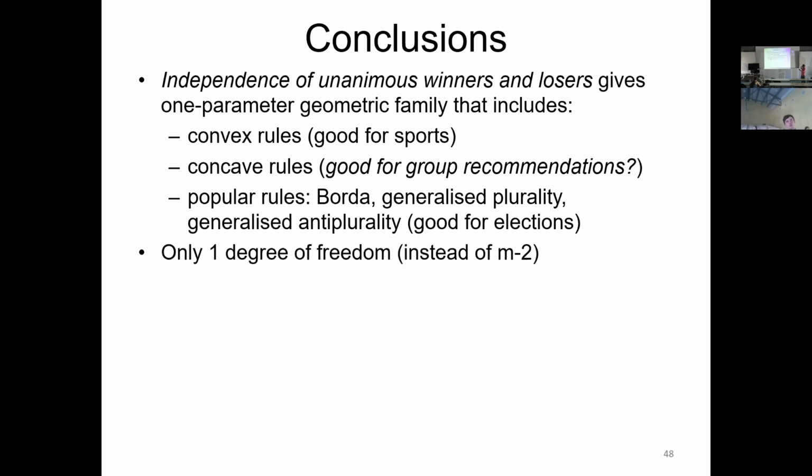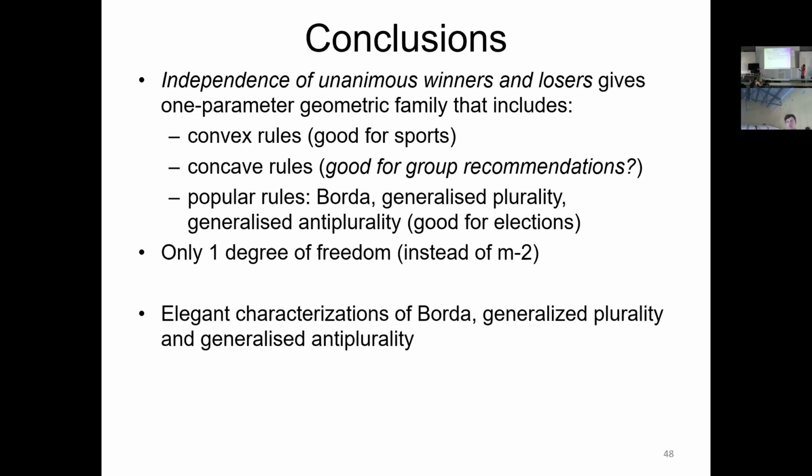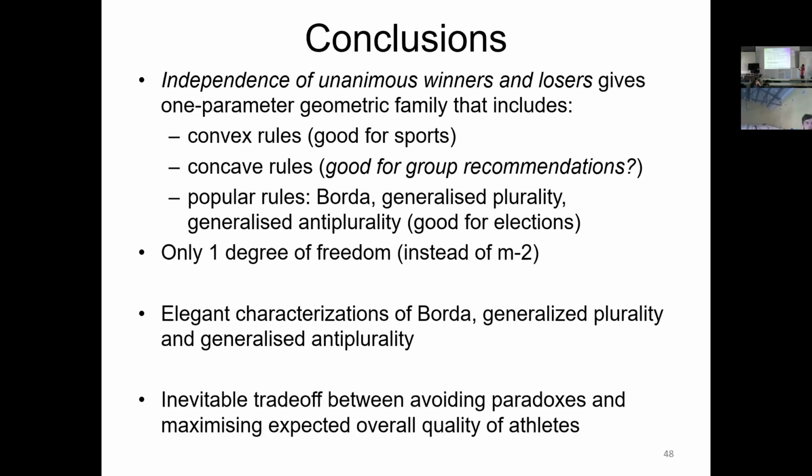We have only one degree of freedom, so in both our approaches, an organizer must choose only one number, lambda or p, to fix his goal. It is much easier than choosing a full scoring vector, when we'll have n-2 degrees of freedom. We get elegant new characterizations of Borda, plurality, and anti-plurality.